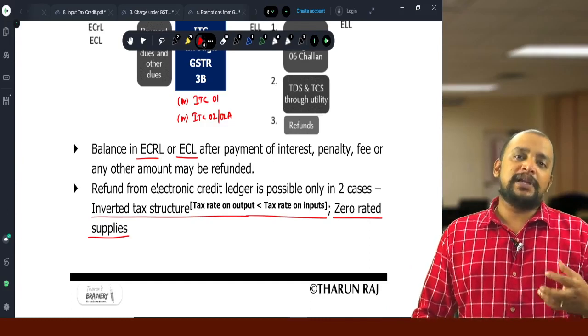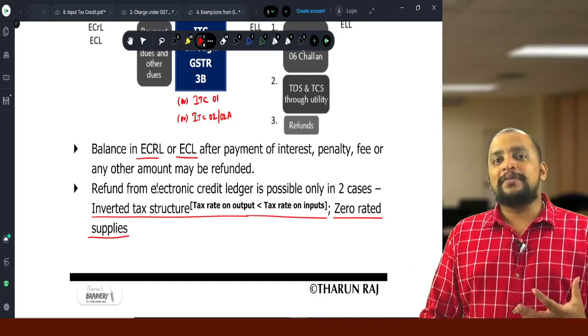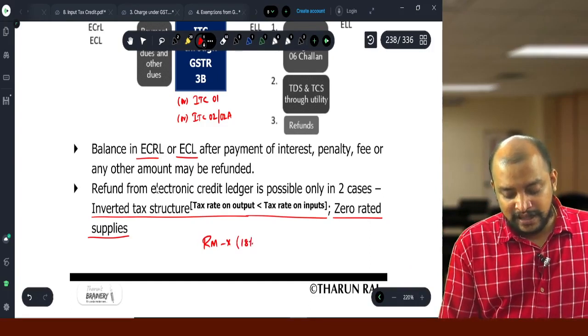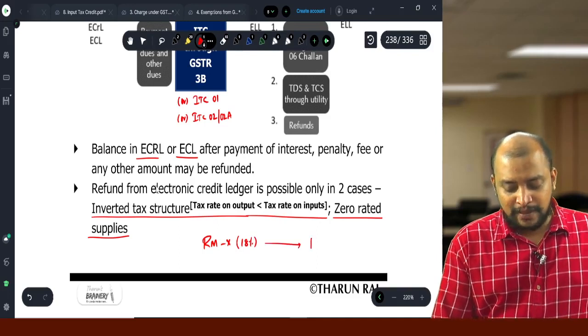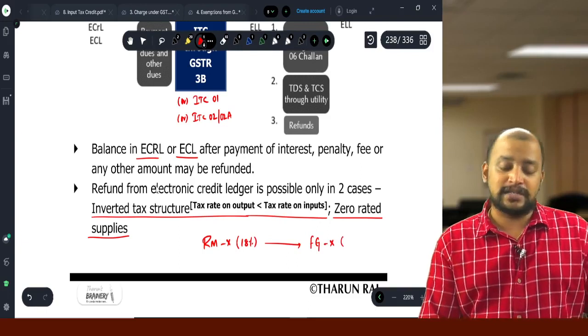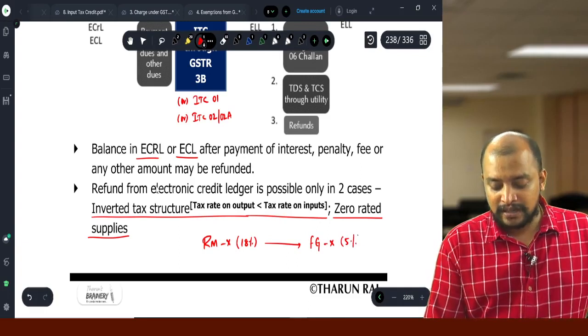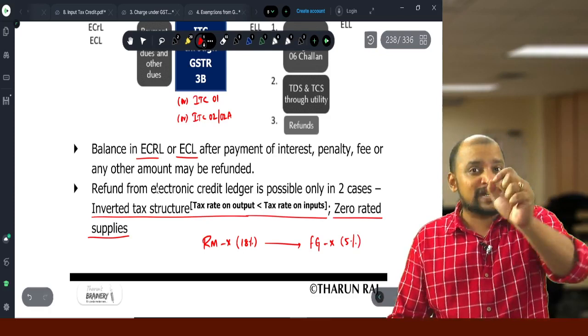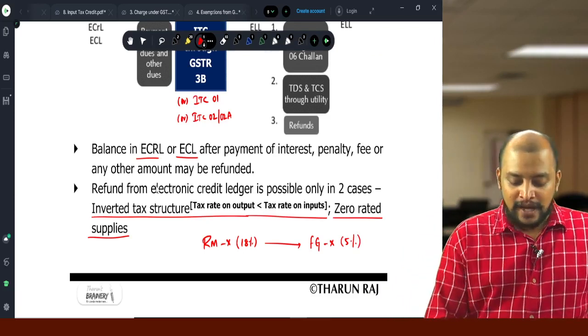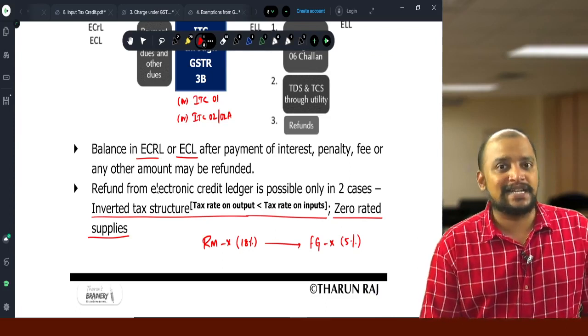So for example, I am purchasing raw material X, which is taxable at 18%. Using this raw material X I am making finished goods X. That finished goods is chargeable to GST at 5%. So it means the tax rate on outward supply is less than the tax rate on inward supply. In that case also I will get refund, because there will be excess ITC.